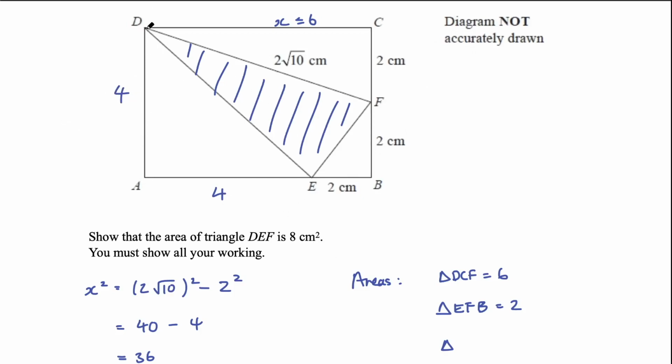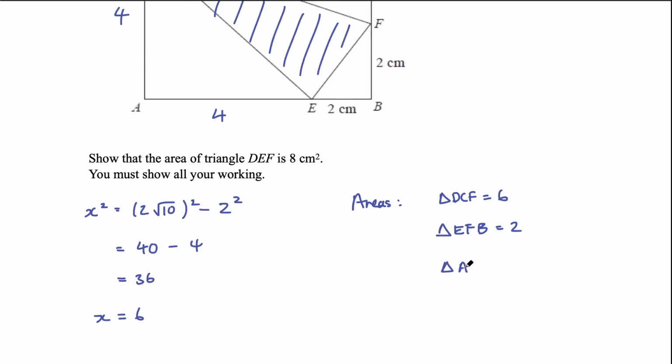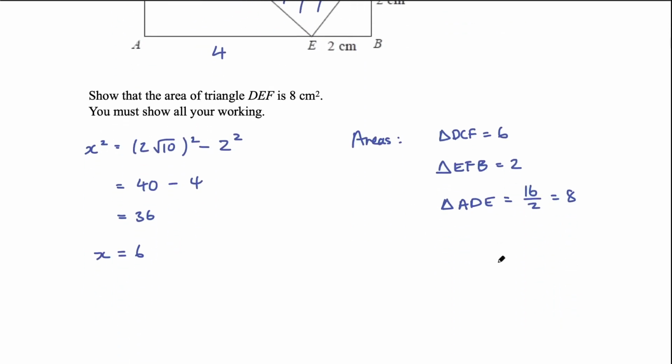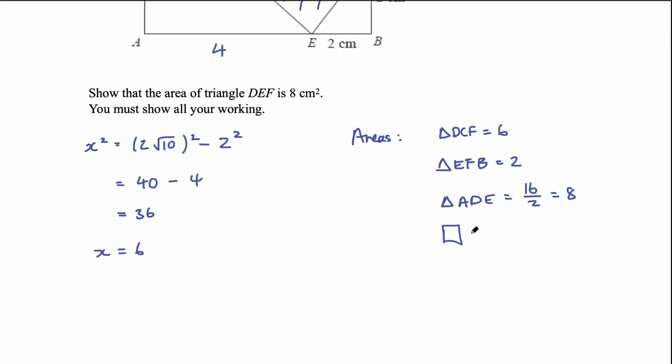So that area, ADE, is going to be 4 times 4, which is 16 divided by 2, which is 8. And then I also want the area of the entire rectangle, which would be the length times the width. So 6 times 4. So rectangle ABCD equals 6 times 4, which would be 24.